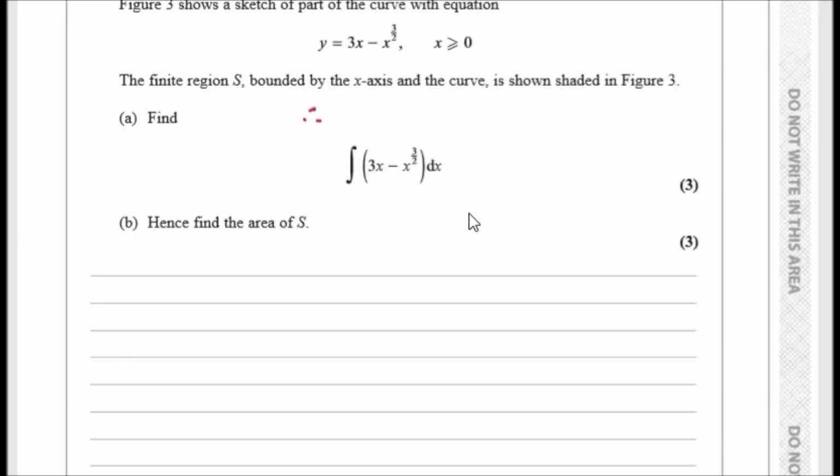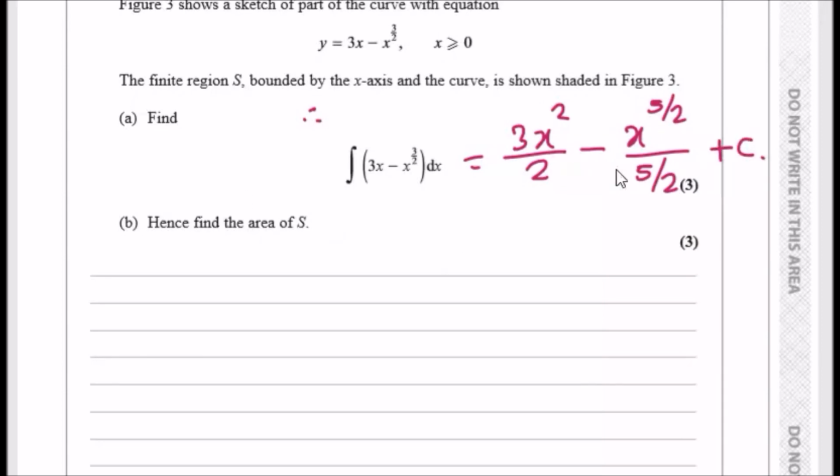So for example, this is going to be 3x to the power 2 over 2, minus x, and then raise the power 3 over 2 by 1, so add 1 to it, so you should get 5 over 2. You could use decimal 2.5 if you like, over 5 over 2. And that's it. Now, because you're integrating and there's no limits, we must always add plus c.